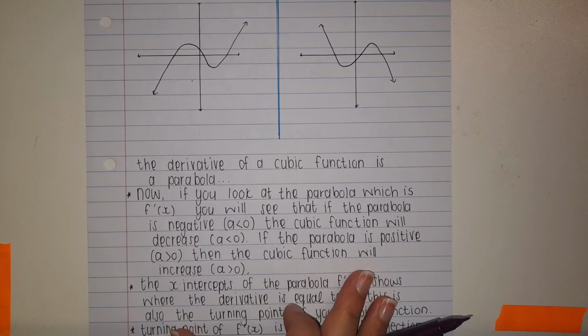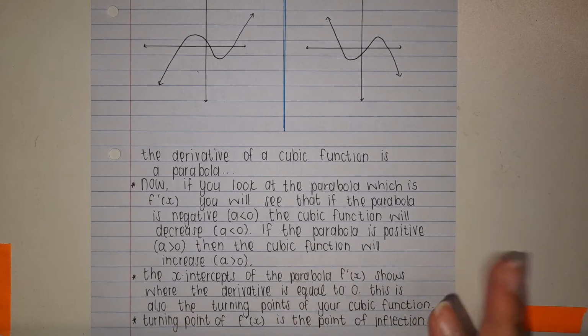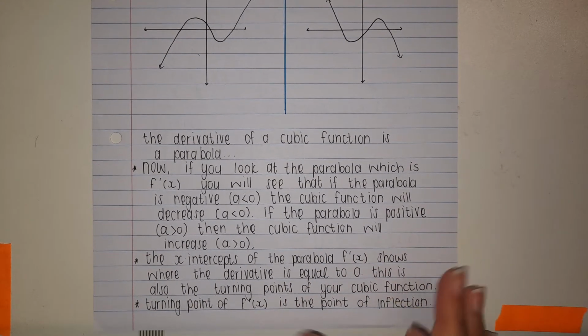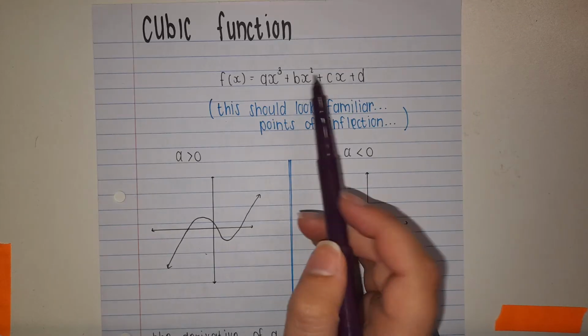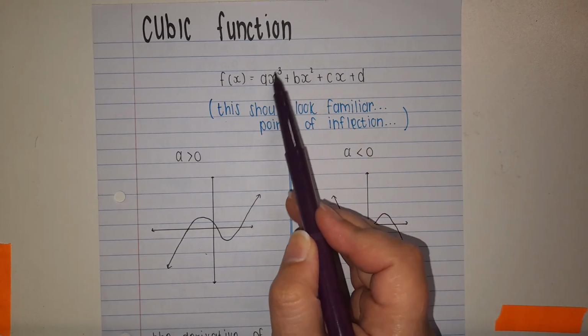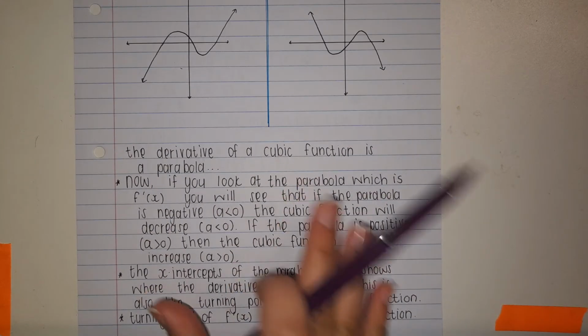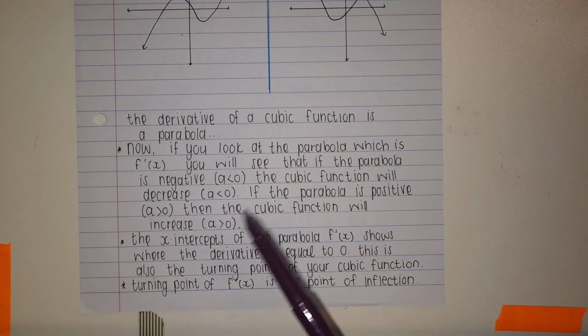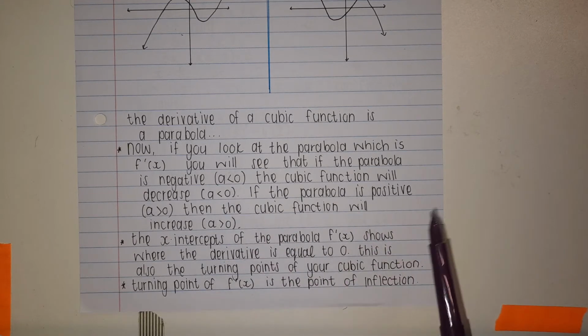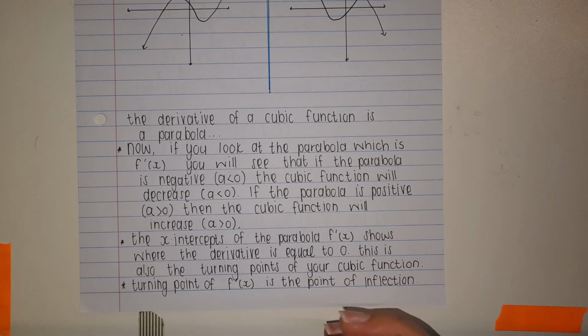Okay. So now a little bit more information. The derivative of a cubic function is a parabola. If you derive this once, the highest power you're going to have is x squared, to the power of 2, and that you know is a parabola. If the parabola is negative, the cubic function would decrease. If the parabola is positive, the function would increase.